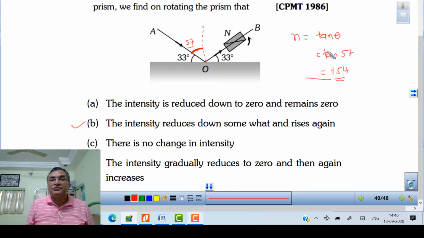You know the Brewster law. This is nothing but Brewster's law. And if the surrounding is not air, I have to use the relative refractive index. One has to use the relative refractive index if the surrounding is not air.